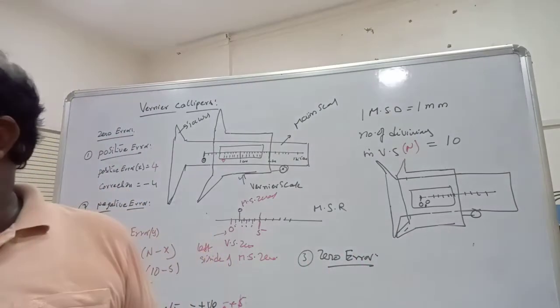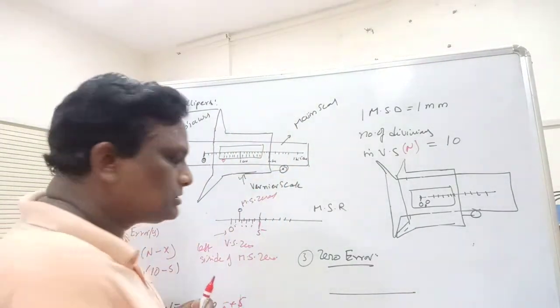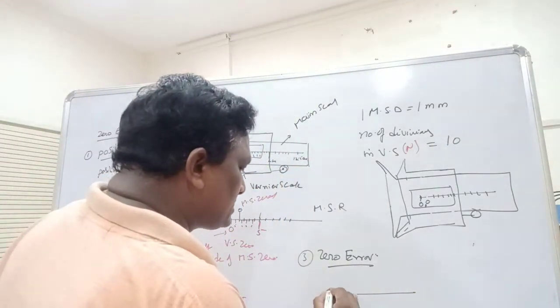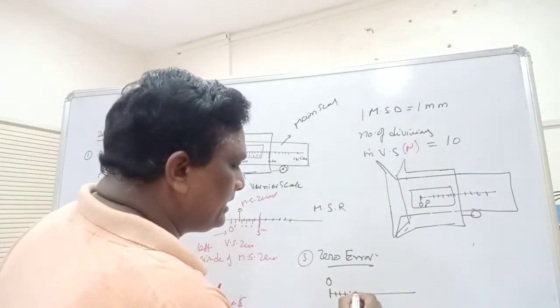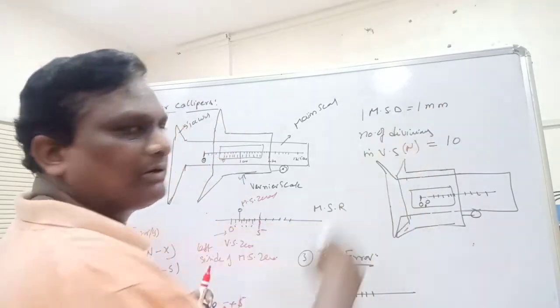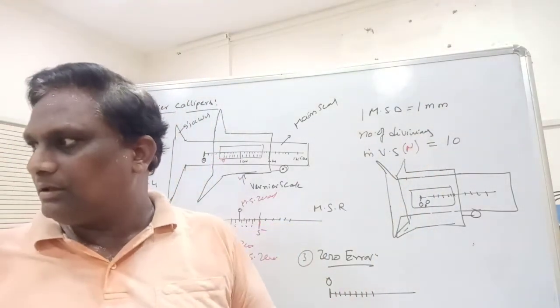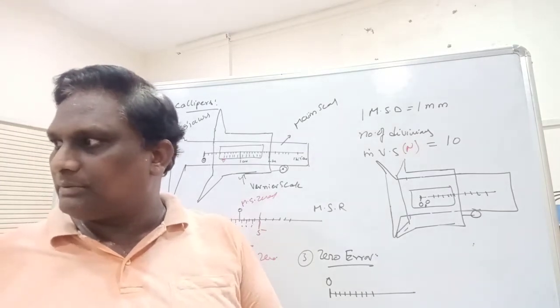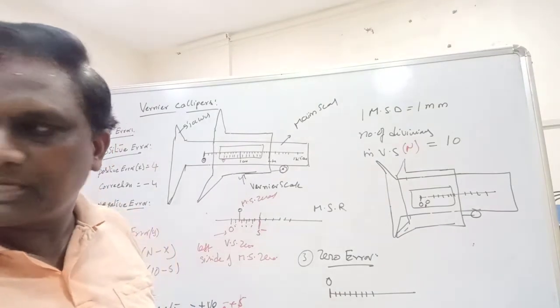What does zero error mean? See here, suppose it is the main scale. This is main scale 0. Any doubt regarding this main scale? Like this, divisions are there. Each division is 1 mm, I have already written. So 1 MSD is equal to 1 mm, like an ordinary scale. In an ordinary scale, 30 centimeters are there, and each centimeter has 10 mm. Like that, each is 1 mm. Is it correct or not?